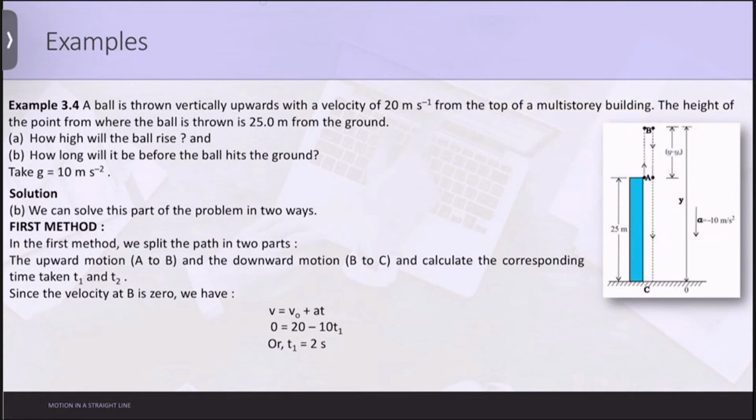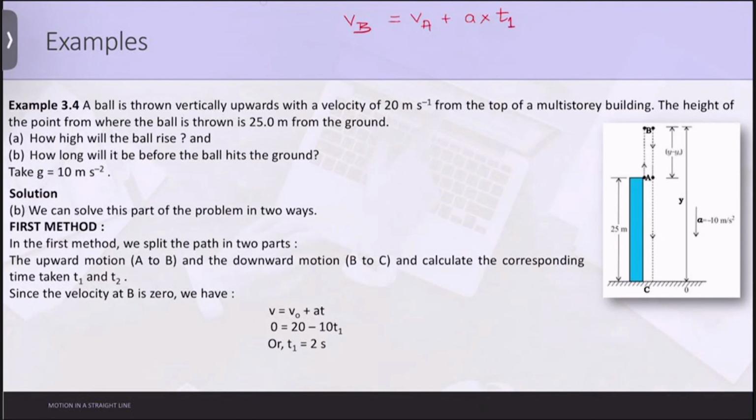So the upward motion A to B and the downward motion B to C, and calculate the corresponding time taken, T1 and T2. Okay, since the velocity at B is 0, using the first kinematics equation, we know that VB is equal to VA plus A into T. This is T1 which we are calculating, correct?